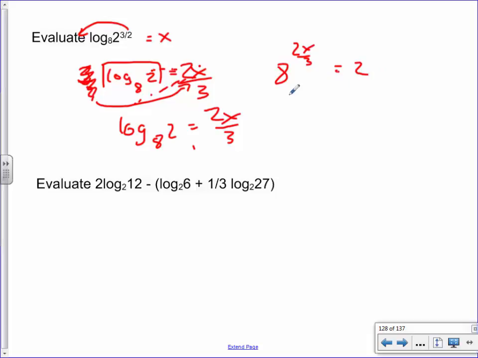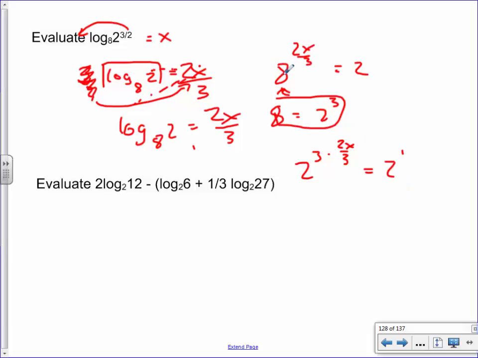The reason why this might be useful is that 8 is actually 2 to the 3. So as a bit of a brief aside here, I could write this as 2 to the 3 times 2x over 3. And that'll equal 2 to the 1. Does that make sense?